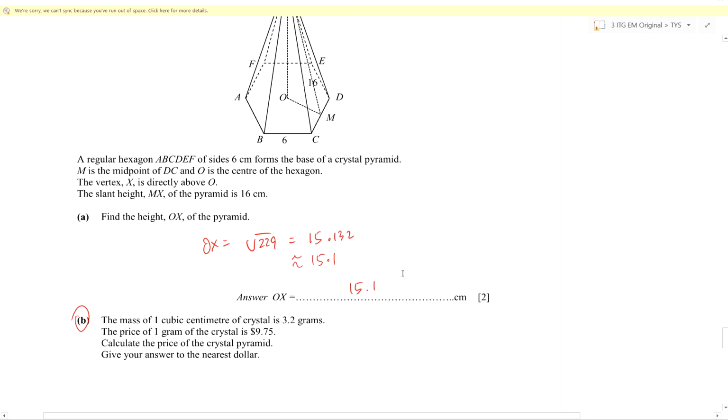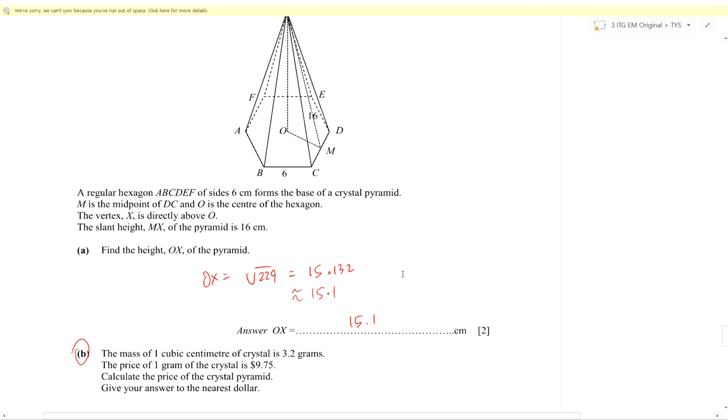18. 18 part A, well done. Part B, very badly done, because you do not know how to find the area of a hexagon. Too many of you think that OM is 6. Hey, look carefully at the hexagon.